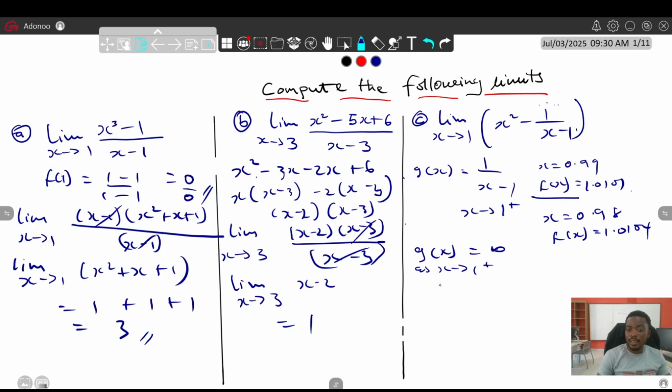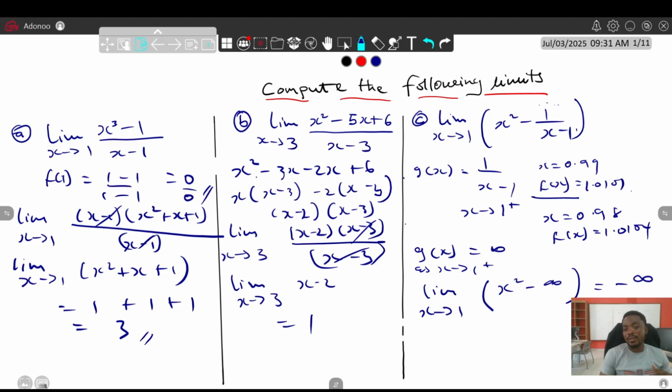Okay, in that case, then we have limit as x approaching 1, x squared minus infinity, and at the end of the day we realize that this function approaches negative infinity. Okay, so the limit approaches what? Negative infinity.